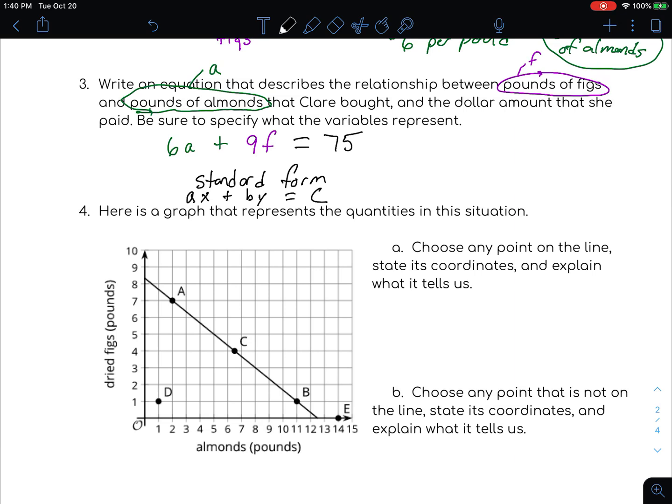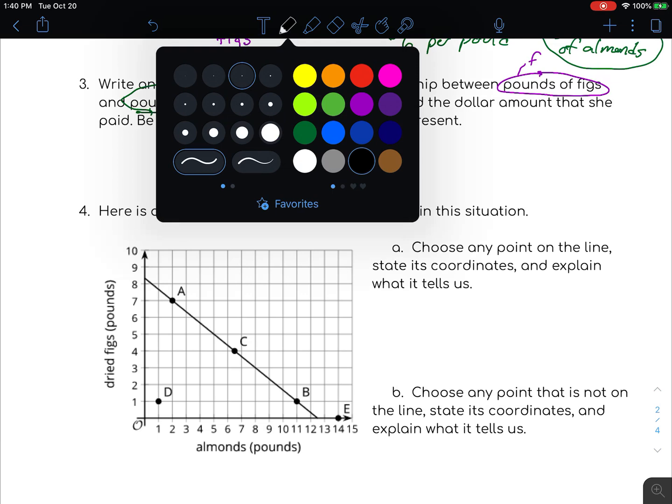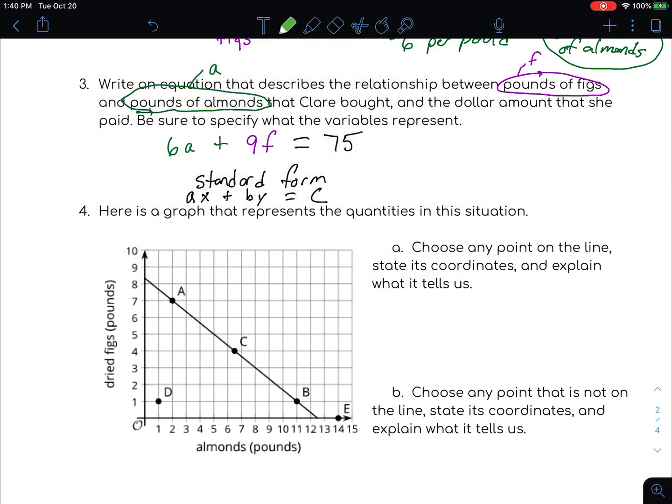Okay, number 4, here's a graph that represents the quantities in this situation. Choose any point on the line, state its coordinates, and explain what it tells us. All right, so let's just choose a point. Let's choose, say, point A is a good one to start with. So notice point A is on that line, which means everything on that line is going to be a possible combination that works out to $75. So any point on that line should be able to work out such that the figs and the almonds works out to $75.